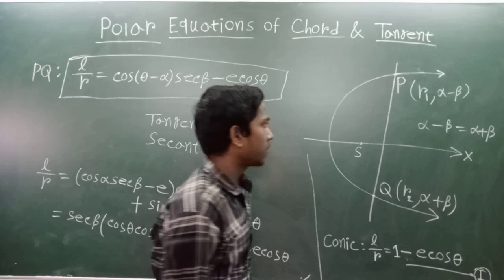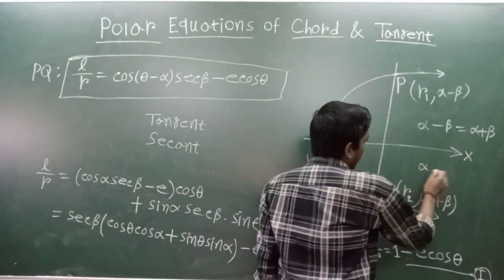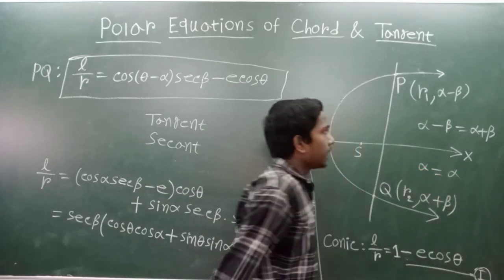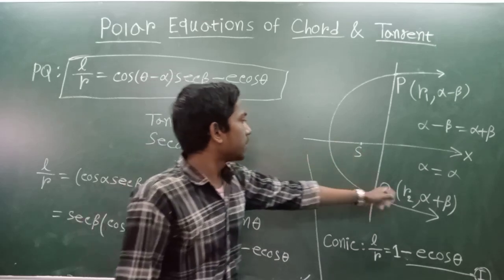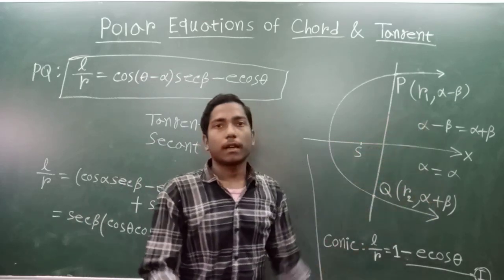Okay, alpha minus beta is equal to alpha plus beta. So we obtain that the point is alpha. If we put beta is equal to 0, we get only one point, that is alpha.